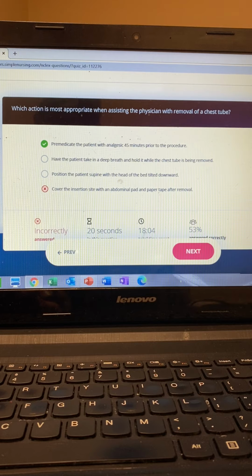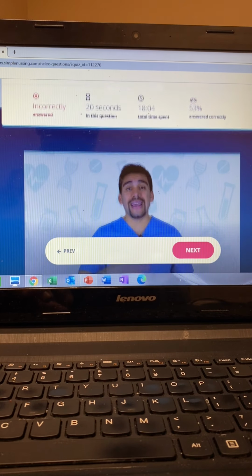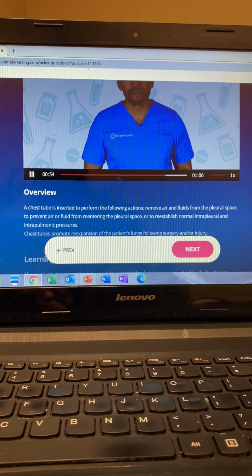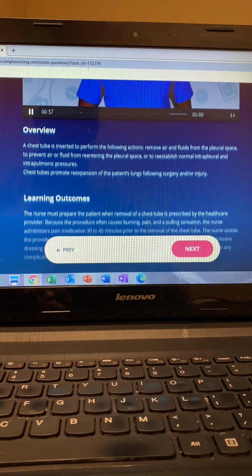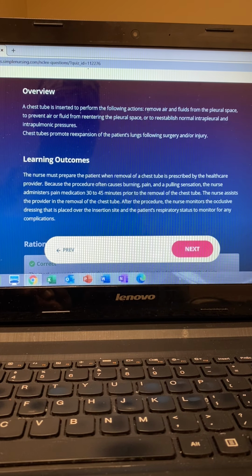Now, option 3 and 4 are incorrect. Supine with head tilted down is the incorrect position, and option number 4 is incorrect. Guys, it needs to be covered with an occlusive dressing.